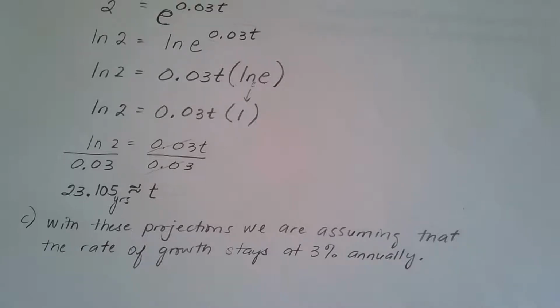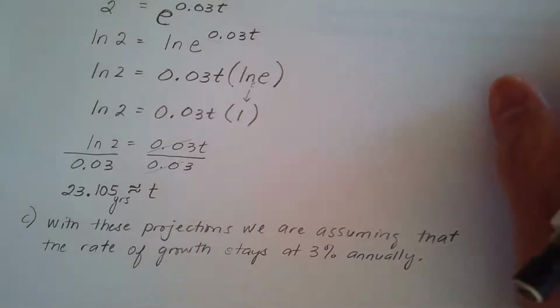So there'll be times when the growth is not as fast, or sometimes the growth is more than 3%, then the projection will be off. Okay, so that's example number 1. Okay, let's take a look at example number 2.